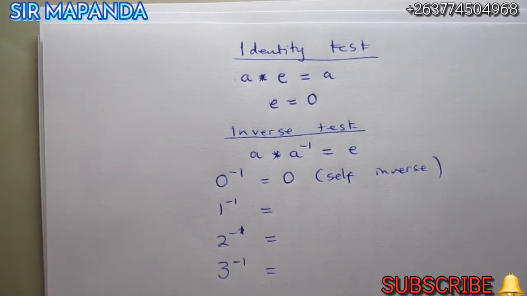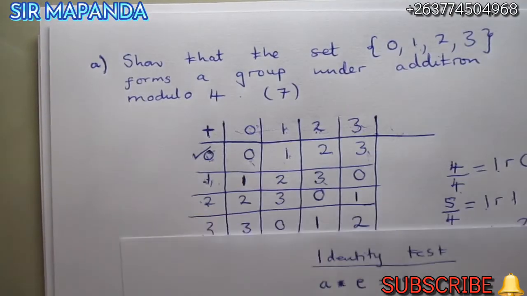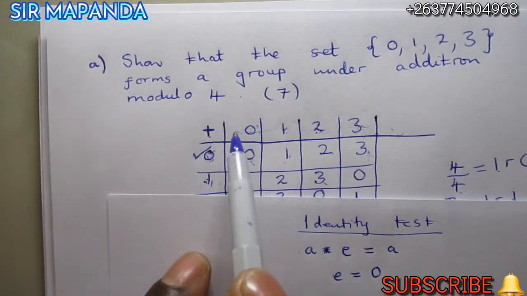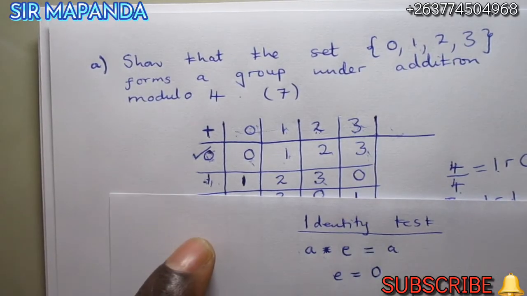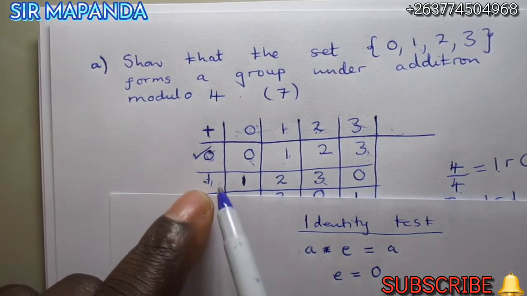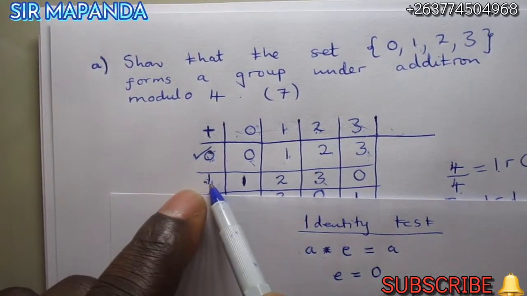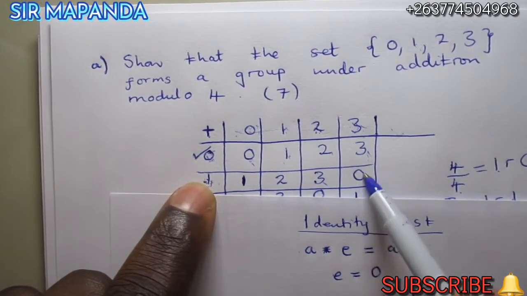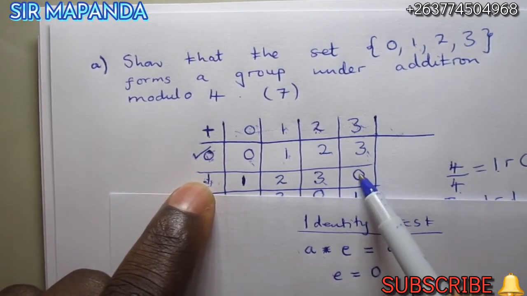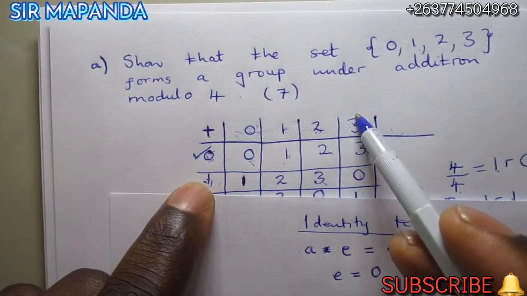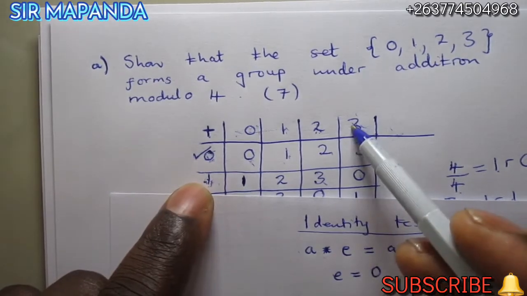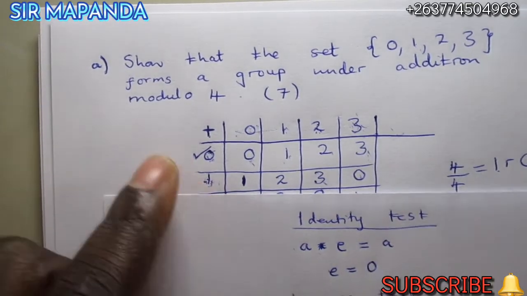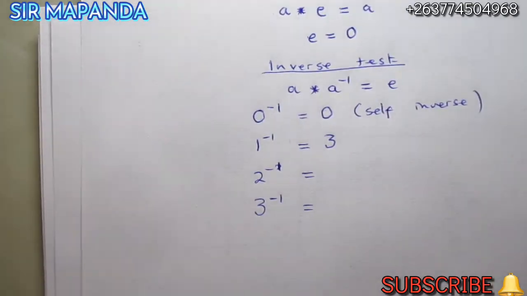Right, we now want to find the inverse of 1. Remember, the inverse is a number on this top row which is aligned to the identity element, and our identity element is 0. So I move to the row with 1. The identity element is 0. The number on the top row aligned to 0 is 3. So the inverse of 1 is 3. I'm going to write 3 for the inverse of 1, and this one is not self-inverse.